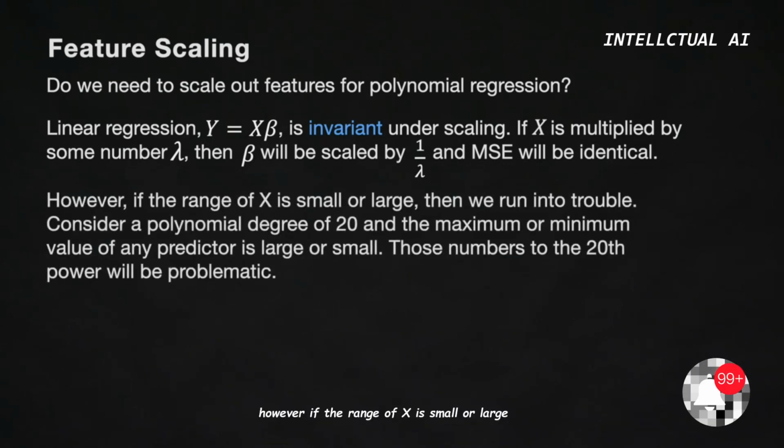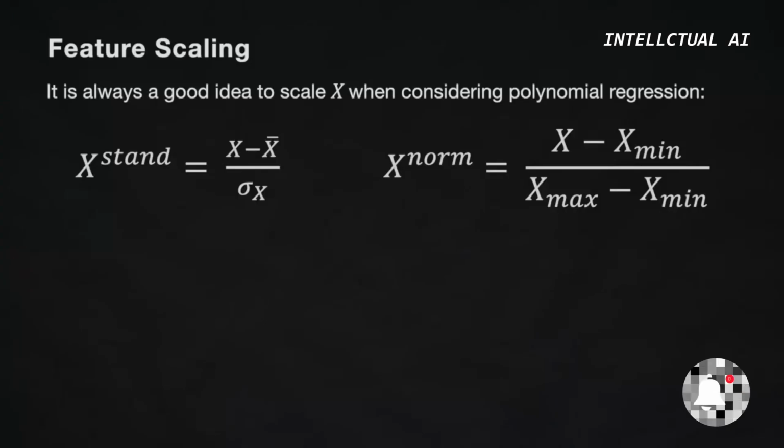However, if the range of x is small or large, then we're going to run into some trouble. Consider a polynomial degree of 20, and the maximum or minimum value of any predictor is large or small. Those numbers to the 20th power would be problematic. That means that we're either going to have overflow or underflow in our data. So it is always a good idea to scale our predictors when considering polynomial regression.